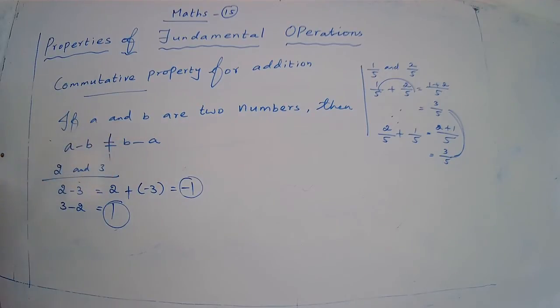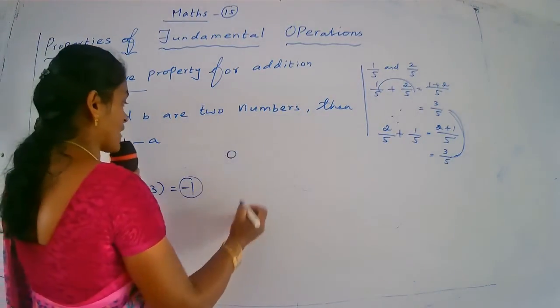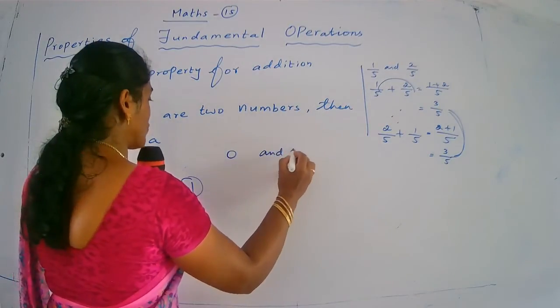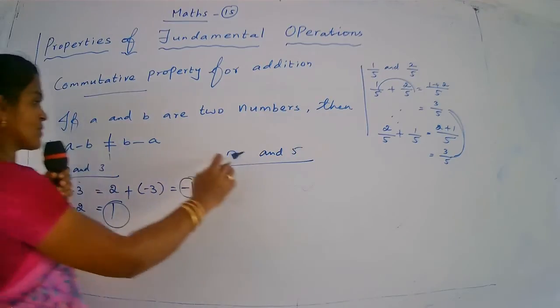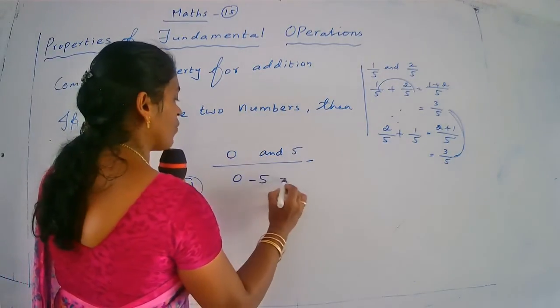Now, you come to subtraction finish, then you come to multiplication. Okay. So, addition la commutative property நம்மளுக்கு எப்படி இருக்கும்? True. Sorry, a plus b equal to b plus a. But in subtraction, a minus b is not equal to b minus a.